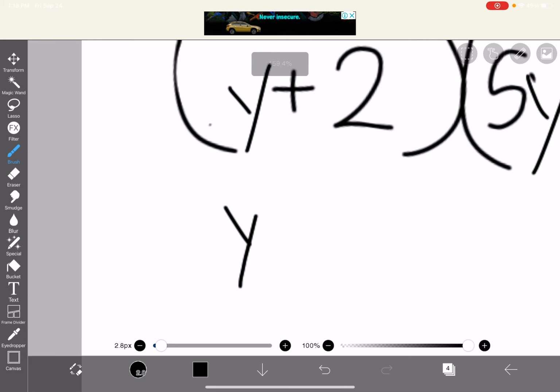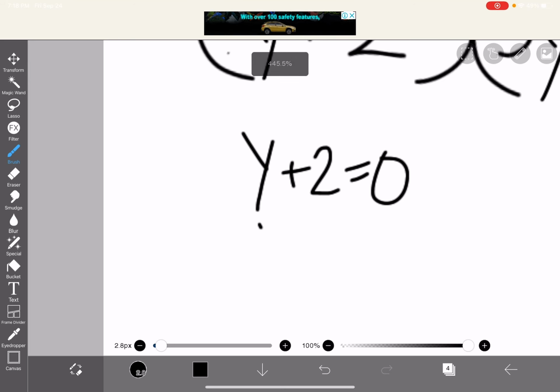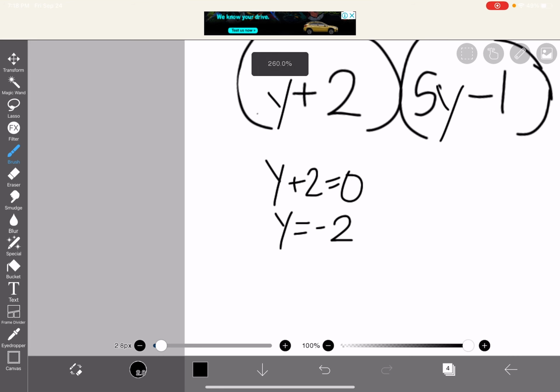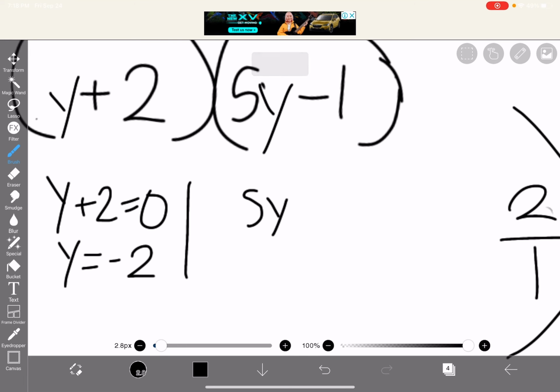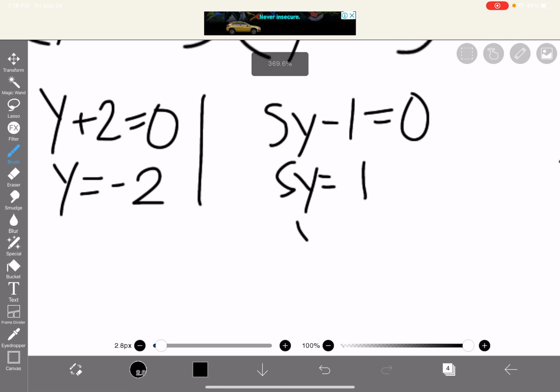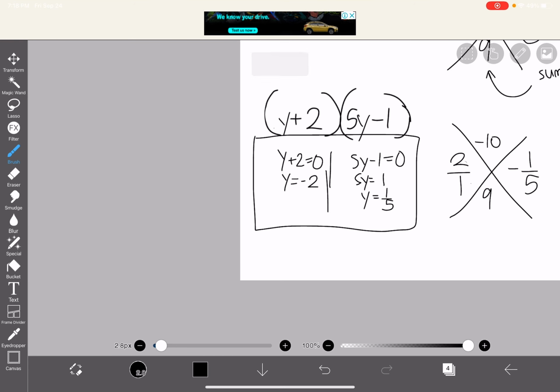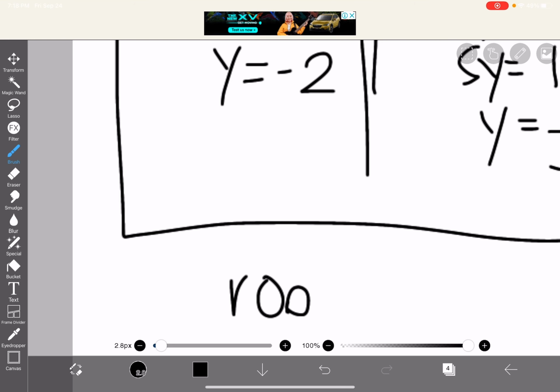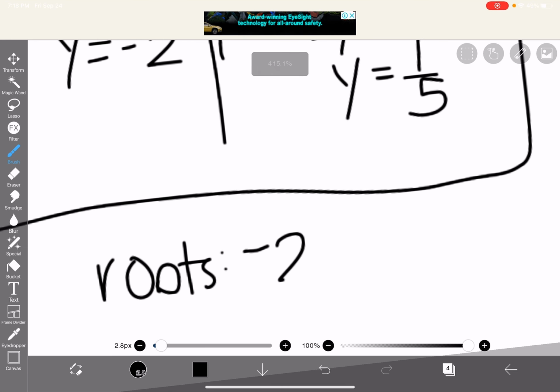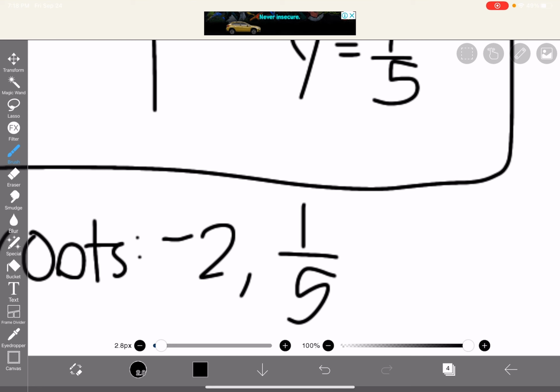So let's finalize our answer by transposing. 5y. So, the roots in this equation are negative 2 and 1 over 5.